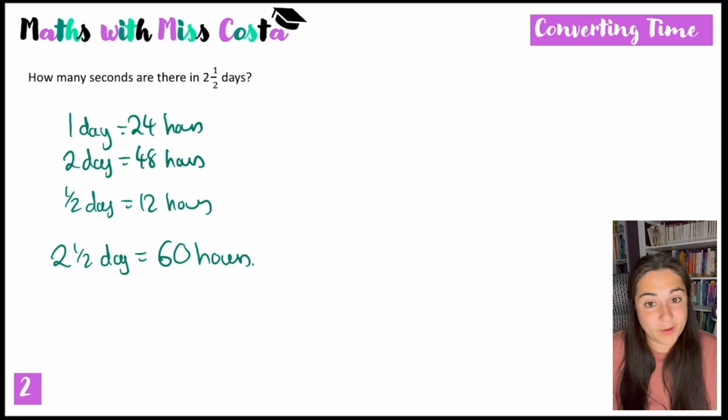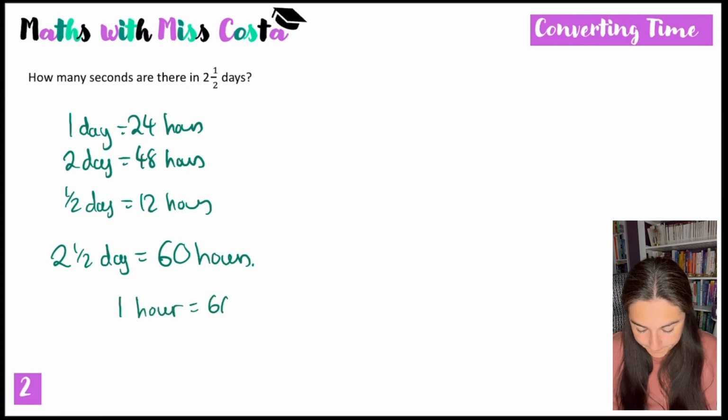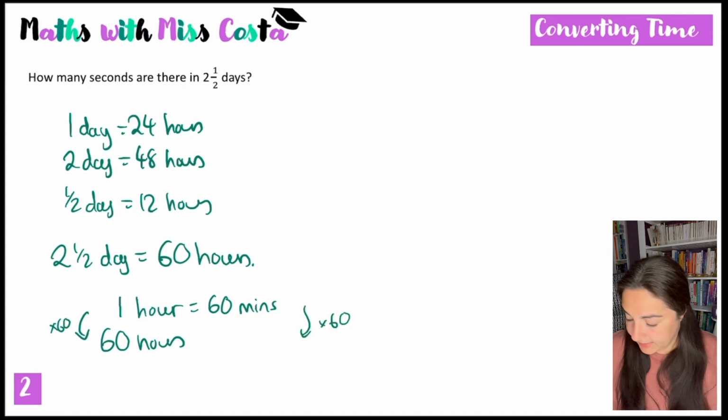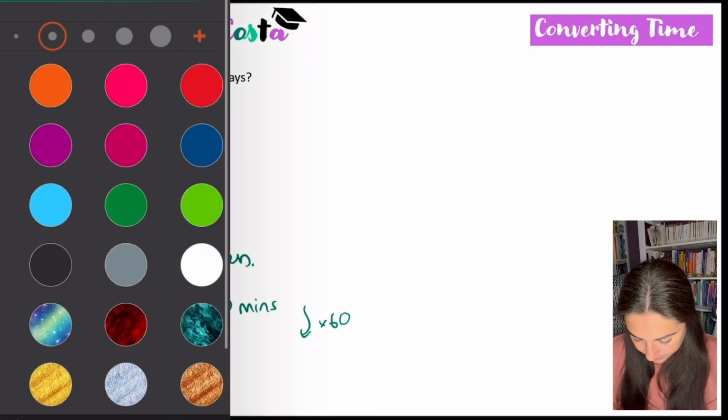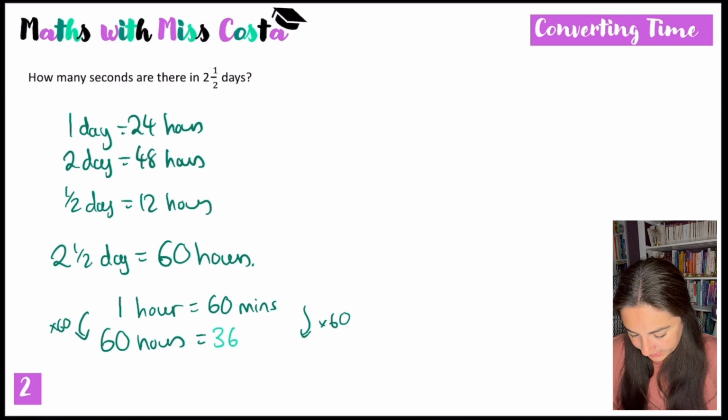Okay, so we want to work out how many seconds there are in 60 hours. So we know that 1 hour is 60 minutes. So 60 hours we times by 60. 60 hours would be 60 times 60, 3,600. So 60 hours would be 3,600 minutes.